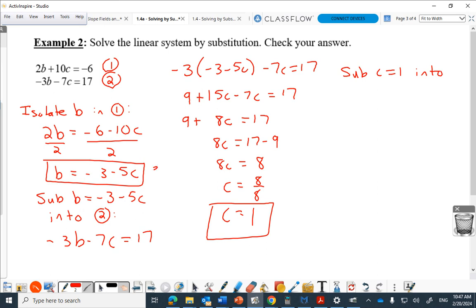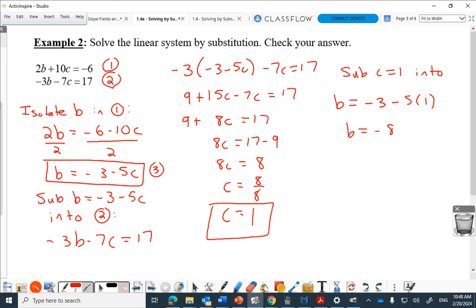It's like, you want B? Oh, you wanted B. Oh, I can do that. Look how easy it is for this one. Those ones, there'd be a little bit more work to it. So often that third equation is the one to use. B equals negative 3 minus 5 times 1. I get negative 8.